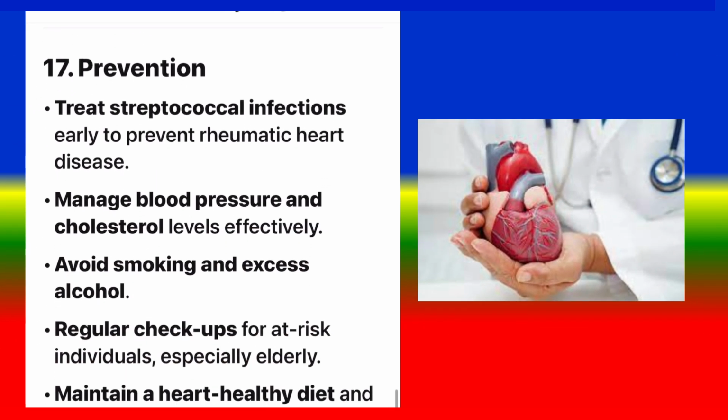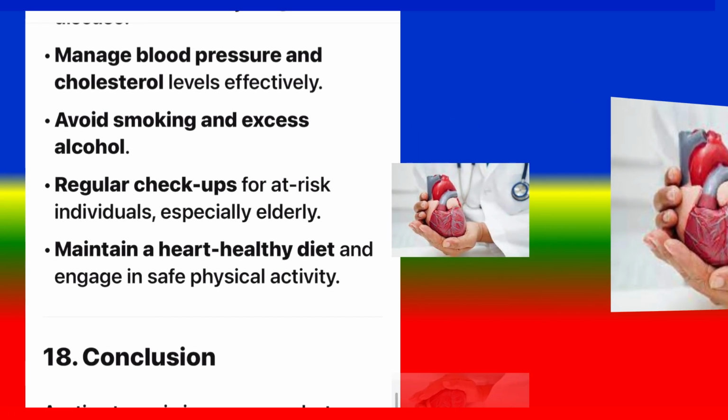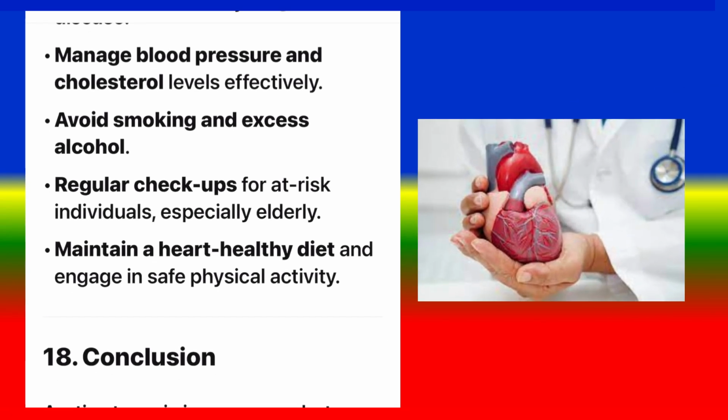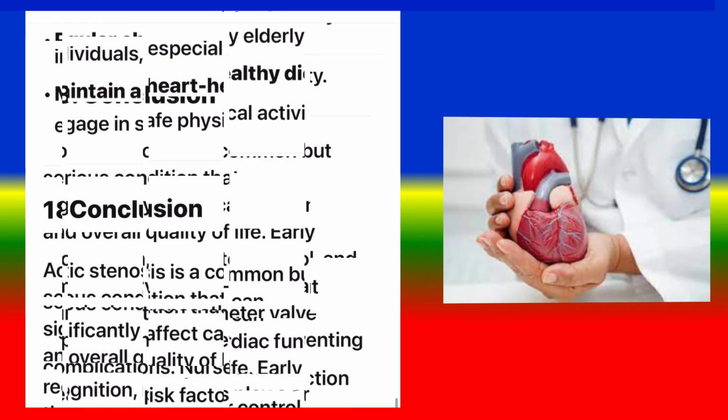17. Prevention. Treat streptococcal infections early to prevent rheumatic heart disease. Manage blood pressure and cholesterol levels effectively. Avoid smoking and excess alcohol. Regular checkups for at-risk individuals, especially elderly. Maintain a heart-healthy diet and engage in some safe physical activity.